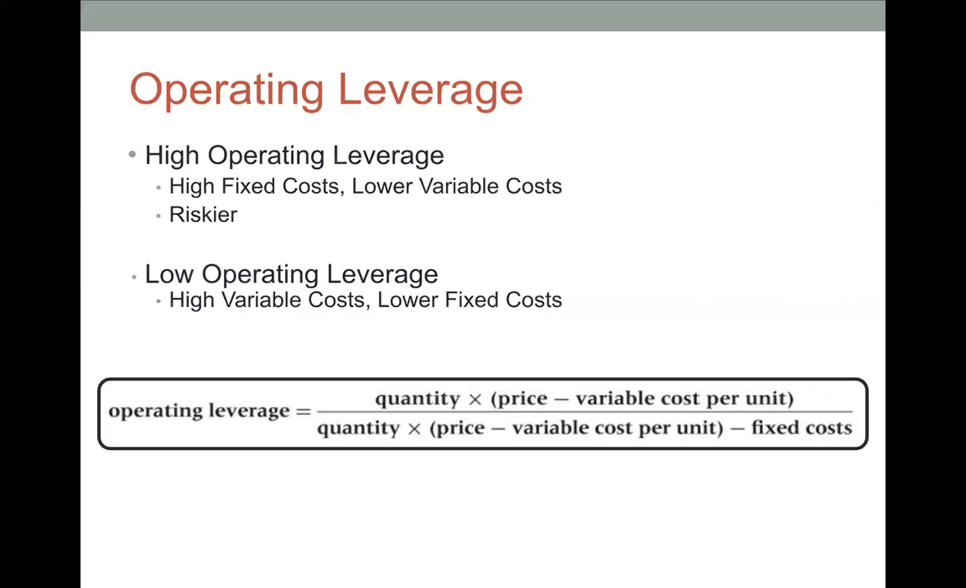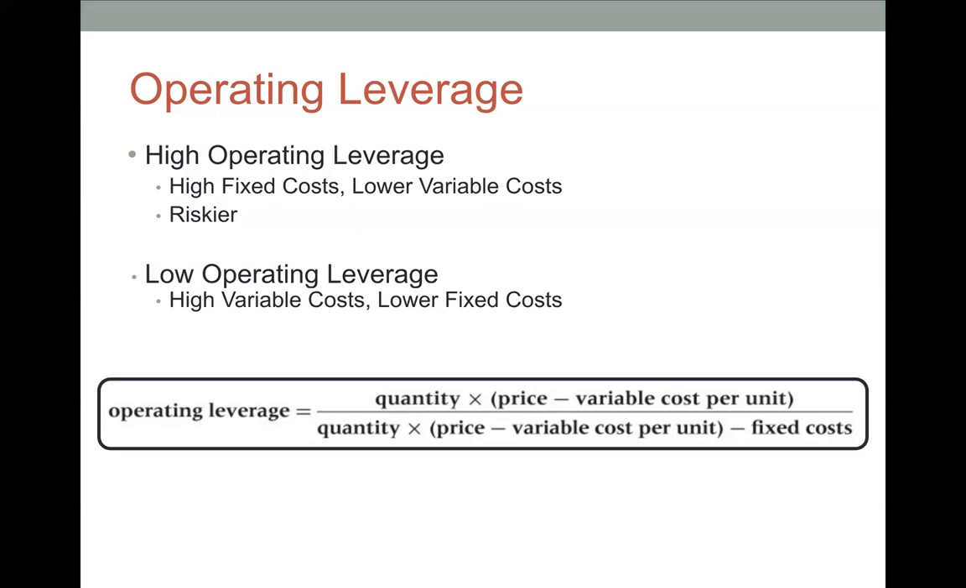So what happens when we have a high operating leverage? That shows that we have high fixed costs in relation to variable costs. And so that can be riskier. You're looking at those businesses that have those high fixed costs that really hope to have that high capacity utilization rate that we talked about earlier.